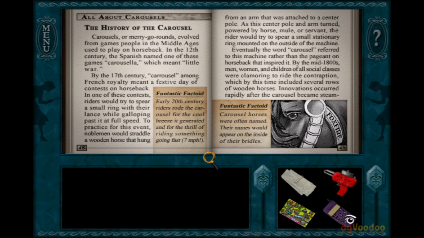In one of these contests, riders would try to spear a small ring with their lance while galloping past it at full speed. To practice for this event, noblemen would straddle a wooden horse that hung from an arm that was attached to a center pole. As this center pole and arm turned, powered by horse, mule, or servant, the rider would try to spear a small stationary ring mounted on the outside of the machine.